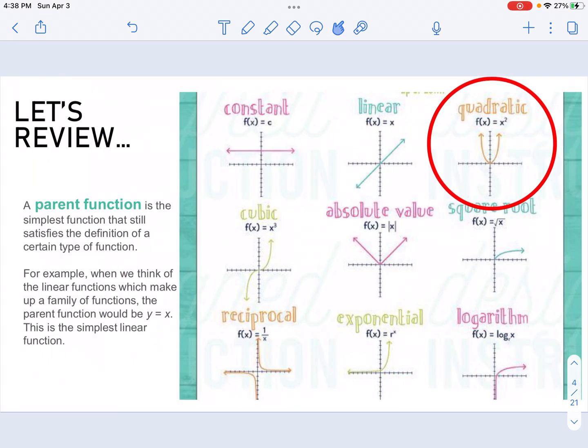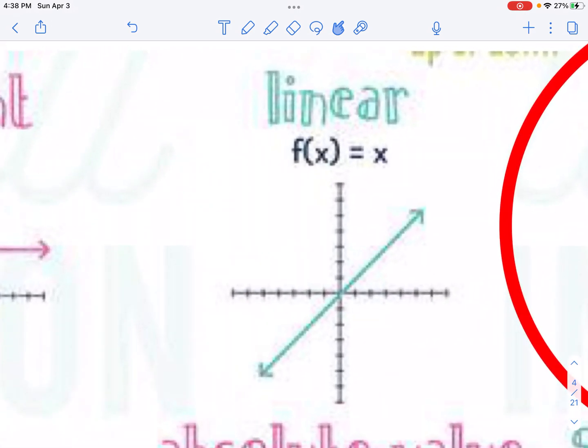Before we begin talking about characteristics of quadratic functions, though, it's going to be really important to review what a parent function is. So, as you see on this page, we have a lot of pictures of different parent functions. A parent function is the simplest function that still satisfies the definition of a certain type of function. We've done a lot of work with linear functions, and what we have here as I zoom in on the board is f of x equals x. That is the parent function for every linear function we dealt with.